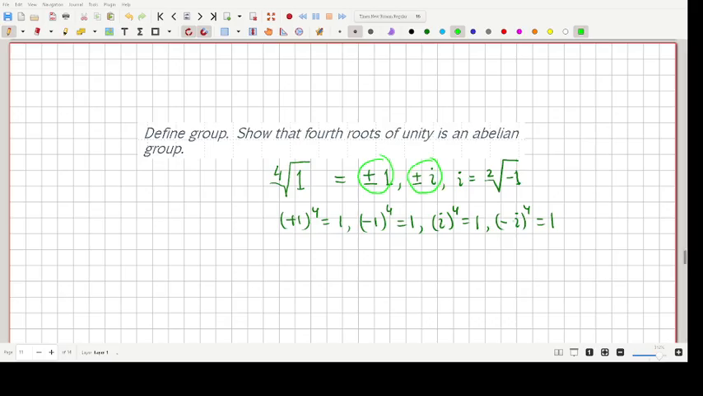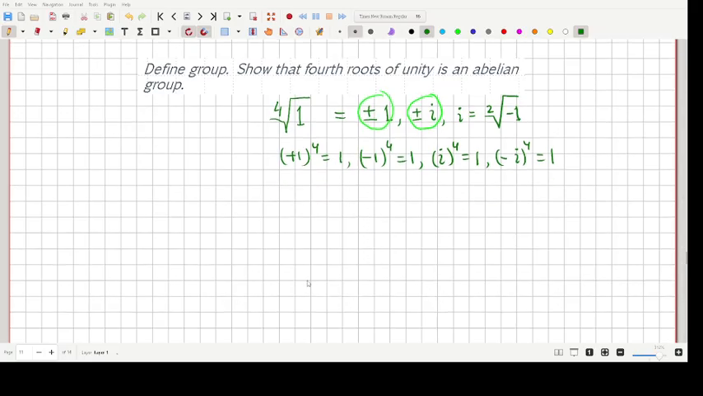So these are the four elements that we have in our set here, and we need to show that they form an abelian group. Now let's start with the definition of a group, and then we are going to prove the abelian nature of the fourth roots of unity.